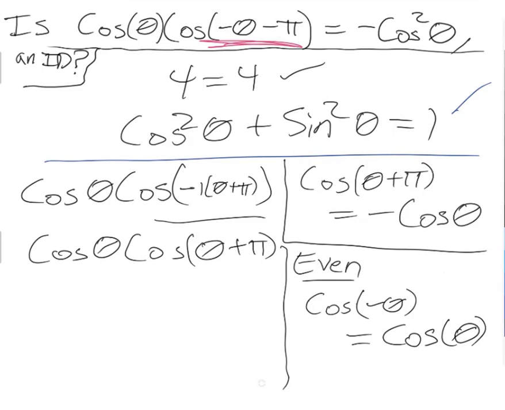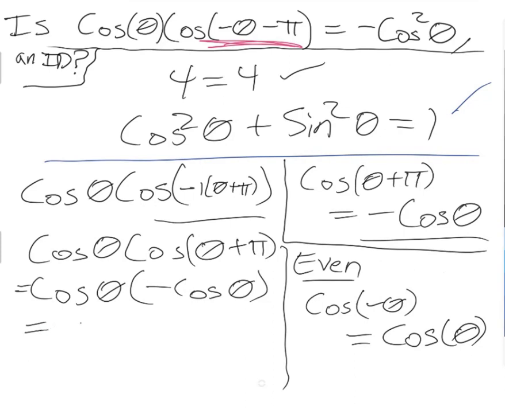We can now use this identity over here, and we know that we can replace cosine of theta plus pi with negative cosine of theta. Now the negative there can be pulled out to the front. So that's negative cosine squared.